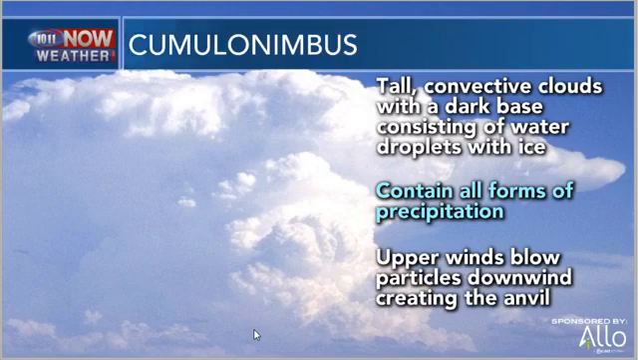Now, the upper winds will blow the particles downwind, creating the anvil. So a lot of times you see these clouds build up, and then they kind of stretch out at the top and kind of fan out. That is the anvil, and that is usually the upper level winds pushing it over as the winds increase as you go up into altitude. So again, those are cumulonimbus clouds, and we see those a lot around here as well.